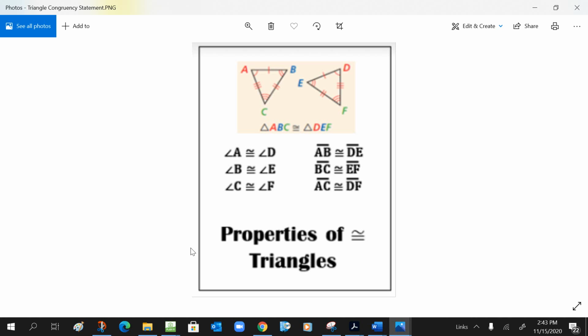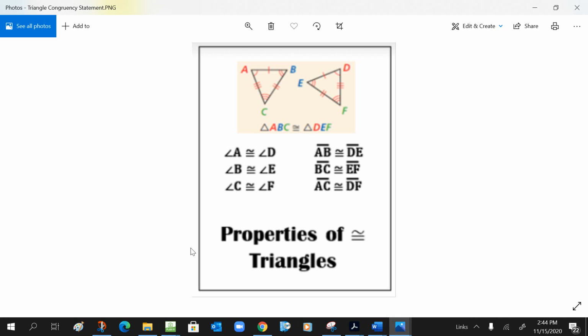3 things. But first, what we really do need to know is that corresponding parts of congruent triangles are always congruent, and it's referred to as CPCTC, for corresponding parts of congruent triangles are congruent. So here you see it, and it's all about the name.